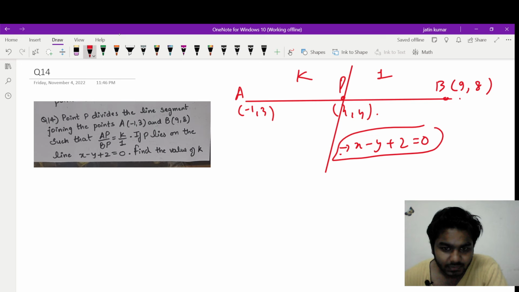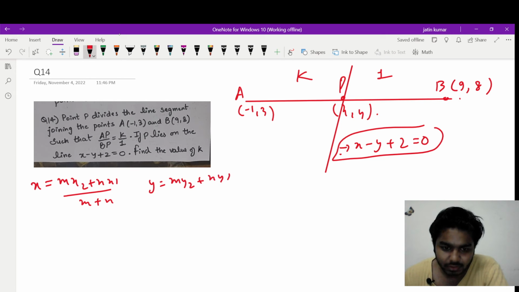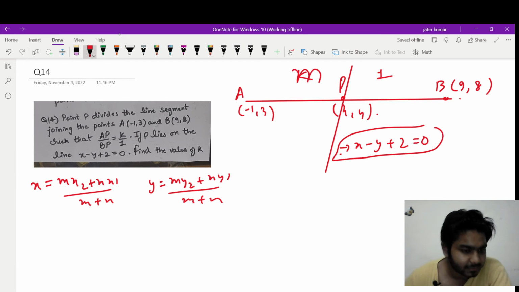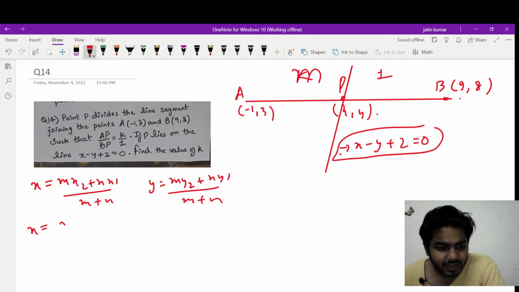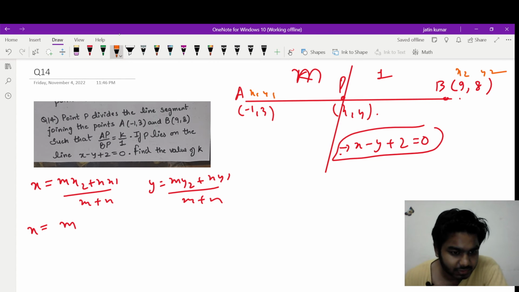Yes, if we apply the section formula, (mx2 plus nx1) upon (m plus n), and for y, (my2 plus ny1) upon (m plus n). Can we get x and y? Yes. So this time let's call the ratio m:1 only. So m is m only. So m times x2, where x1 y1 is the first point and x2 y2 is the second point, so m x2, which is 9, plus n is 1, times x1, which is minus 1, over m plus 1.